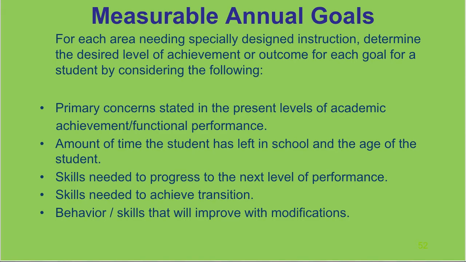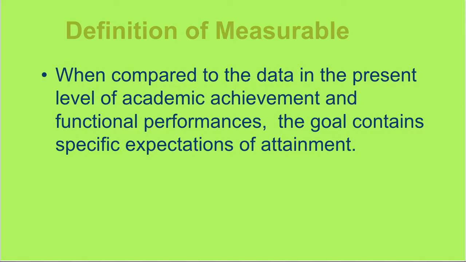The primary concerns that are stated in the present levels of academic and functional performance. We've also got to address the amount of time the student has left in the school and the age of the student, any skills needed to progress to the next level of performance, skills needed to achieve transition, behavior and skills that will improve with modification.